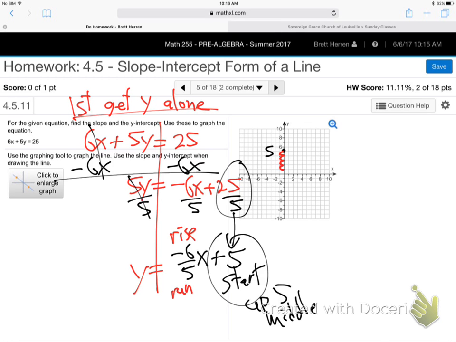1, 2, 3, 4, 5, 6. Down 6. And then over 5. 2, 3, 4, 5. And we'll play connect the dots. And there we go. So the first one's at up 5, then down 6 over 5. Connect the dots.